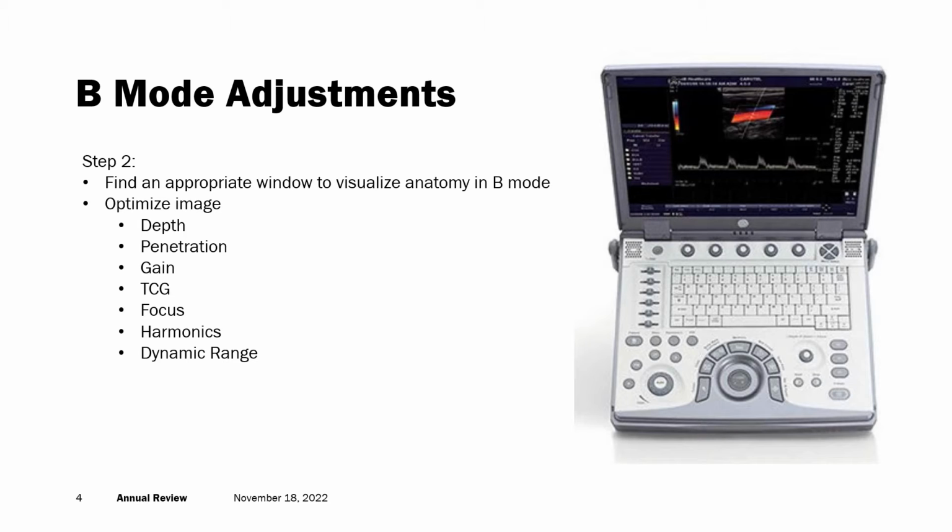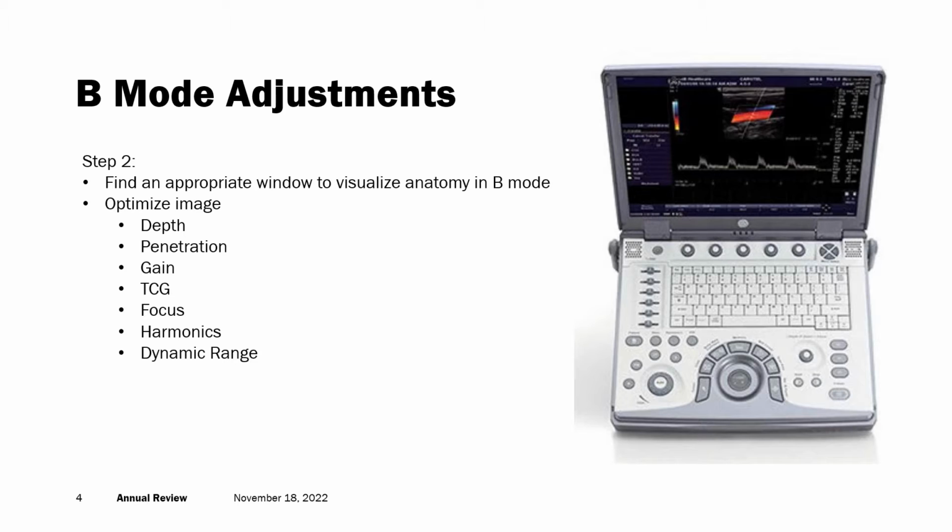And then step 2, after you start your scan, is to optimize your image. So first thing you want to do, of course, is to find the anatomy that you are intending on evaluating. And that could be as easy as going to your patient's mid-sagittal line if you're looking for the aorta, or maybe over to the subcostal region of the right side if you're looking at their liver.